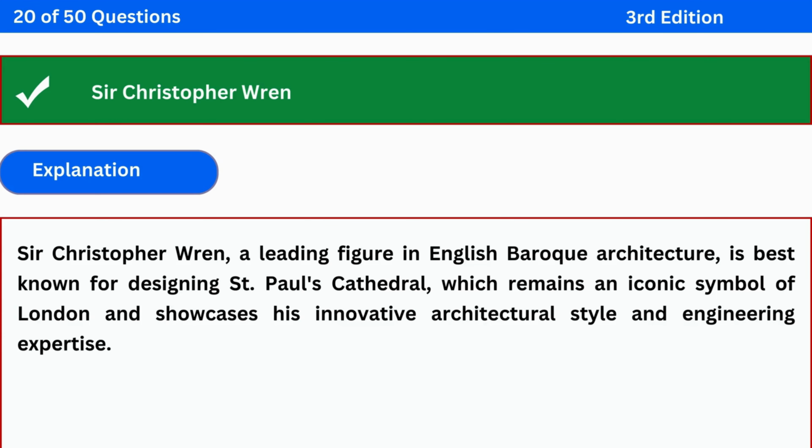The correct answer is Sir Christopher Wren. Explanation: Sir Christopher Wren, a leading figure in English Baroque architecture, is best known for designing St. Paul's Cathedral, which remains an iconic symbol of London and showcases his innovative architectural style and engineering expertise.